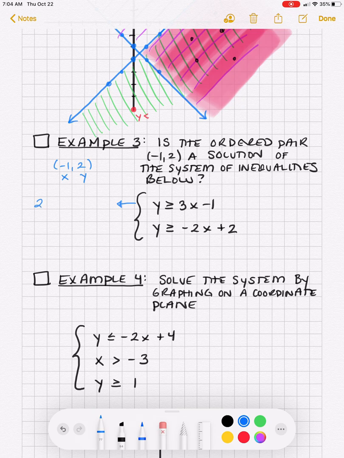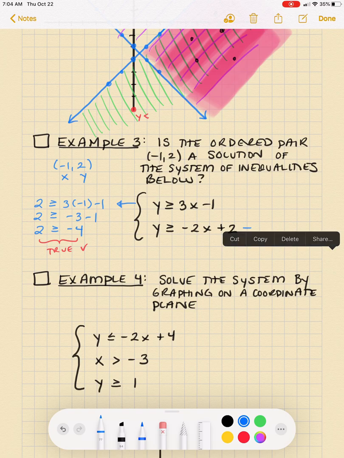So let's see what it looks like when we plug in (-1, 2) into this first inequality. I'm going to plug 2 in for y, and this is 3 times -1 minus 1. So let's keep going. 2 is greater than or equal to -3 minus 1, which means 2 is greater than or equal to -4. And this is true, okay? So the point works for this first inequality.